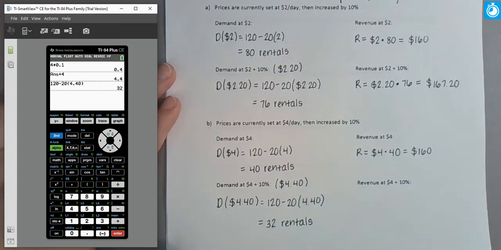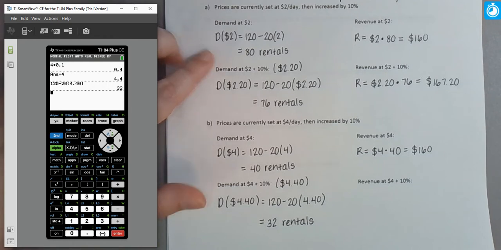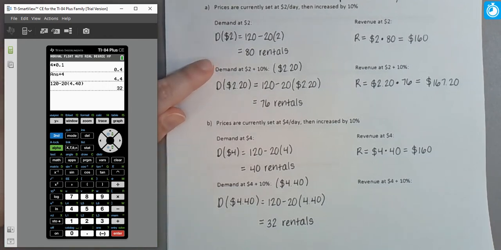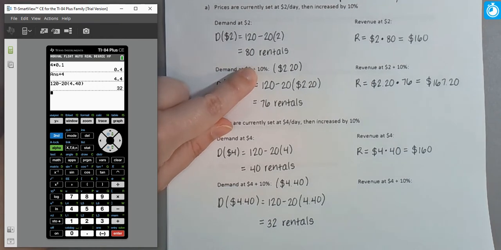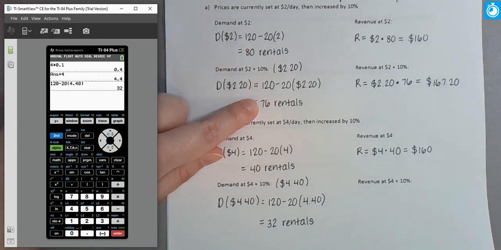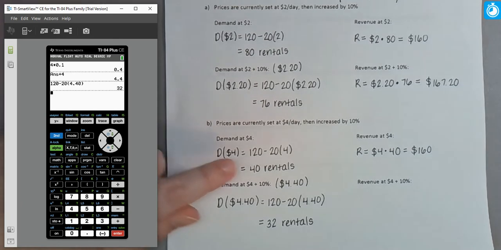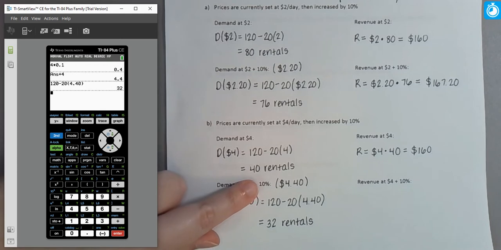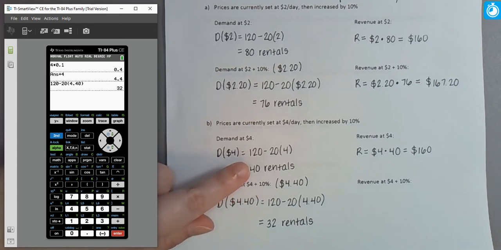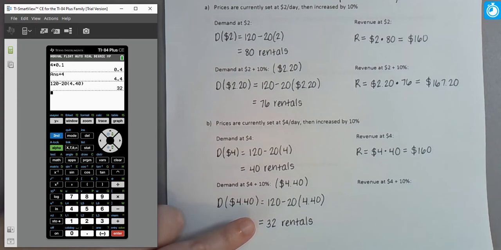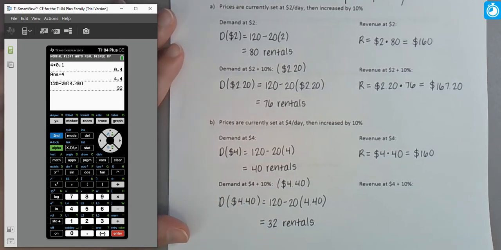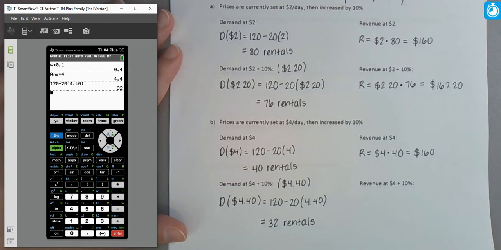Now, before we look at revenue, let's just analyze what happened in the first situation versus the second situation. So in the first situation, notice increasing the price by 10%, we lost 4 rentals. What about this situation though? We went from 40 rentals to 32 rentals. So in this case, increasing the price by 10% resulted in a larger drop in the rentals that we would expect. So how is that going to affect the revenue, given that we increased the price, but now we lost more rentals than we lost based on a similar increase in a different situation?